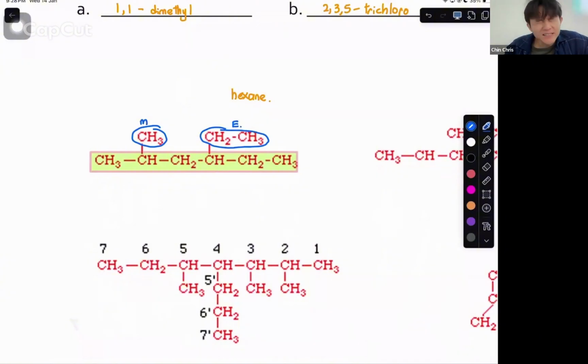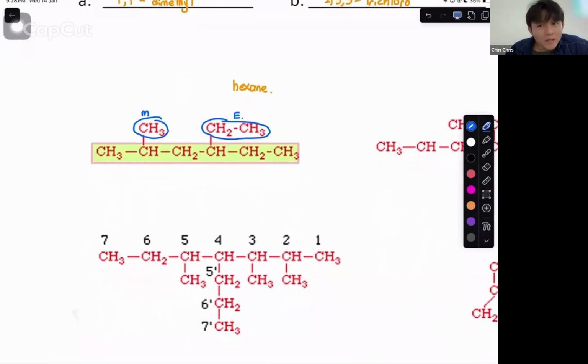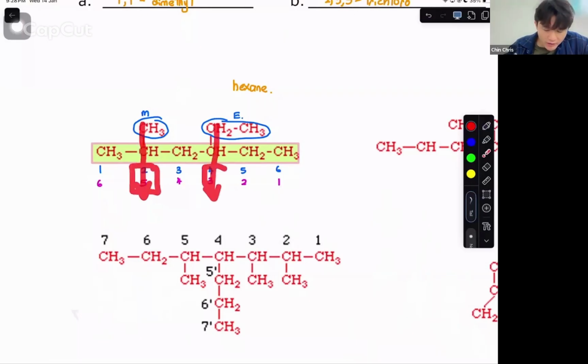After naming the side group, next is to choose the smallest number. The smallest number can be from left to right or right to left. So we're going to try from left to right, 1, 2, 3, 4, 5, 6, or right to left, 1, 2, 3, 4, 5, 6. Let's look at which one is my smallest. Methyl is 2, 5. Ethyl is 4, 3. Do you see that 2, 4 is smaller than 3, 5?